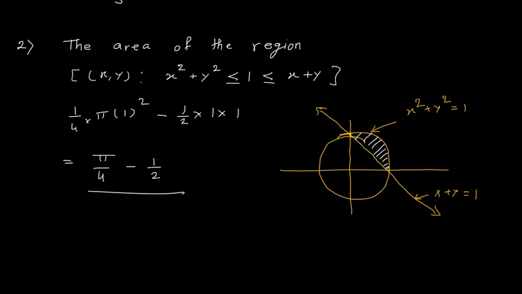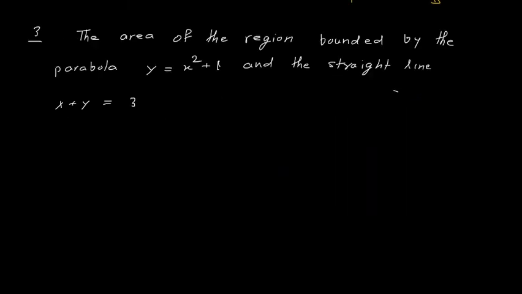Okay. Now let us move to the third question. This third problem is the area of the region bounded by the parabola y equal to x square plus 1 and the straight line x plus y equal to 3. So again let us first draw these two curves.